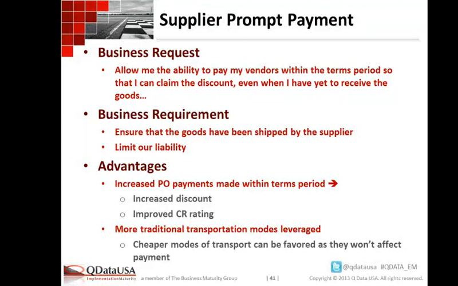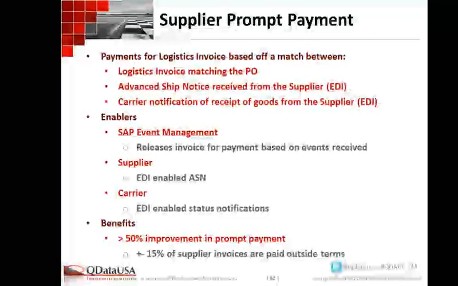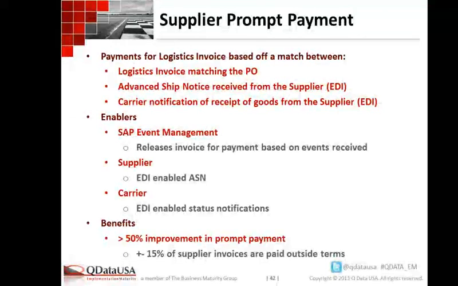So one of the advantages that they saw after implementing the solution was the suppliers in fact using a more cost-effective method of getting the product over, because they still got paid on time. So what we did was we paid the logistics invoice based on a match: the invoice needs to match the PO and the ASN ship notice that we received from the supplier. In other words, that's our 856 inbound telling us that we've shipped the product.